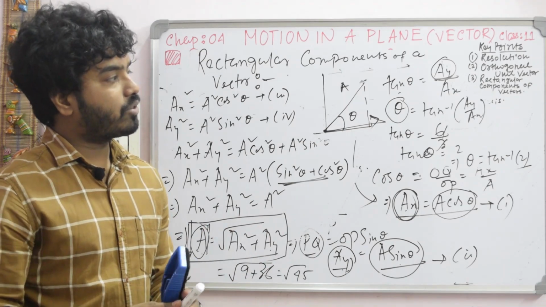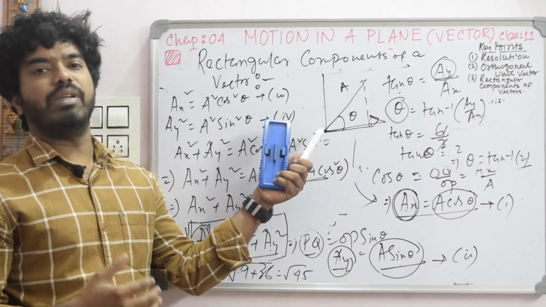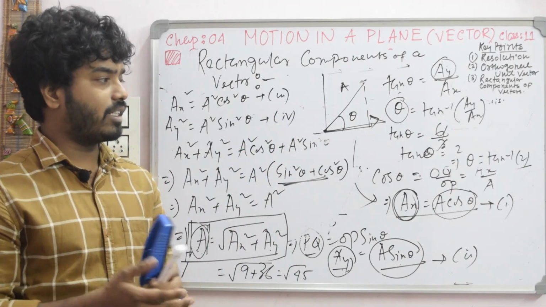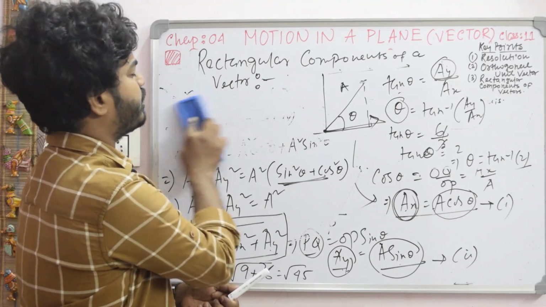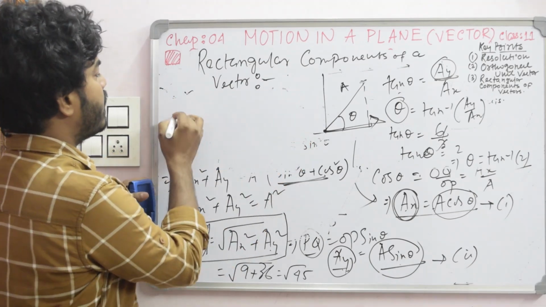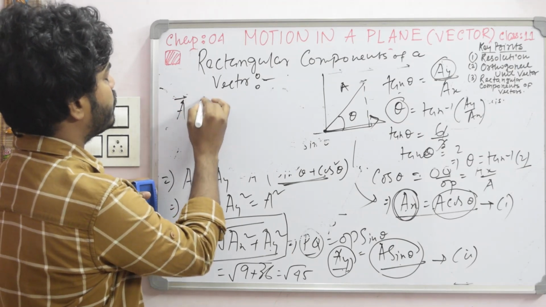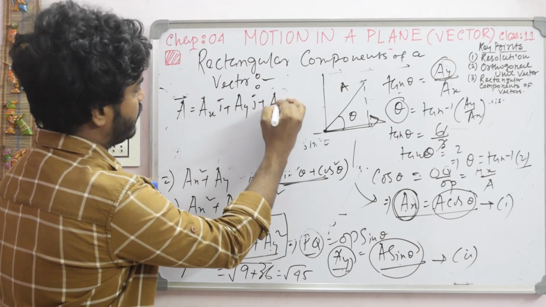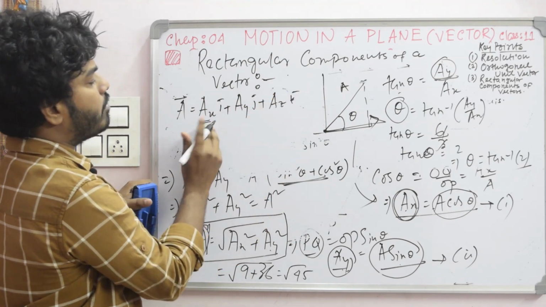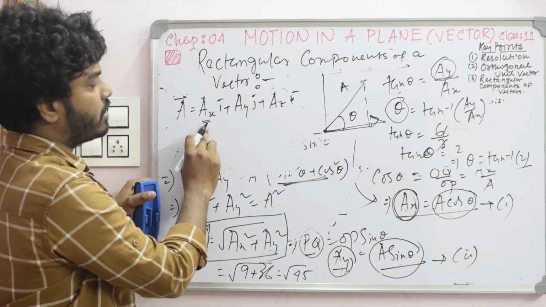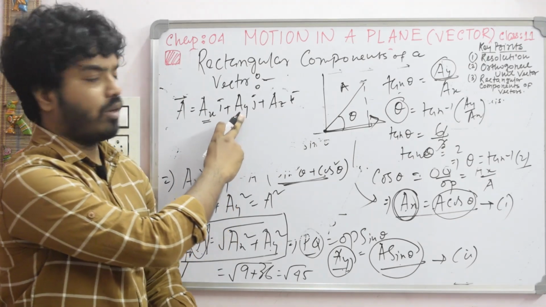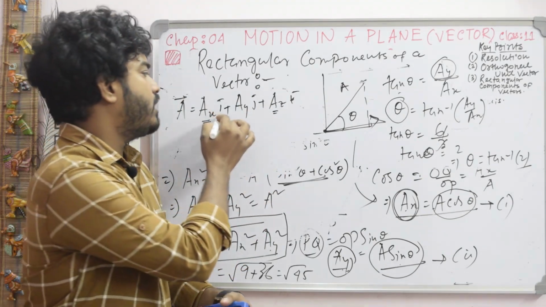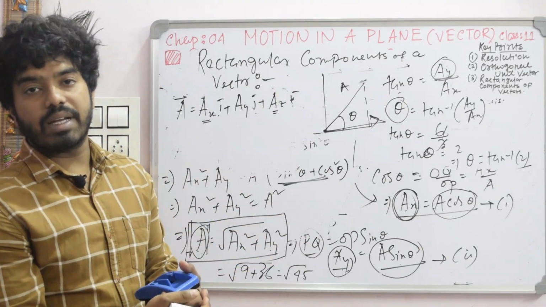And there is another part, students. If this A vector is split into 3 axes x, y and z, then we can write the general expression of A this way: Ax i cap, Ay j cap, Az k cap. Same method. Ax is the magnitude of A vector along the x axis, Ay along the y axis, and Az along the z axis, and i, j, k are the orthogonal unit vectors.